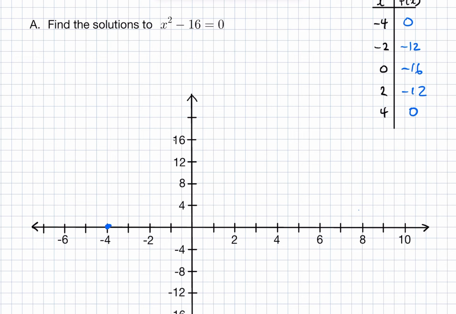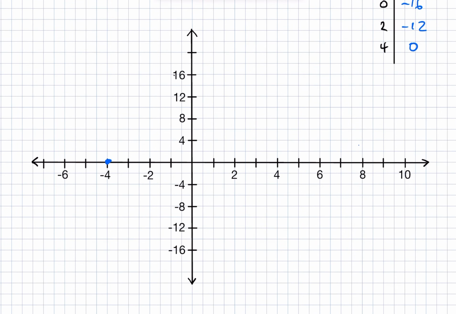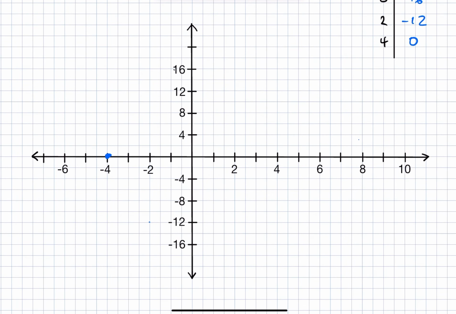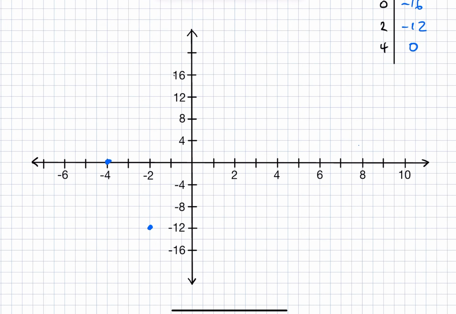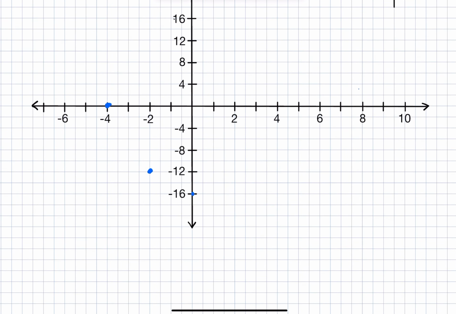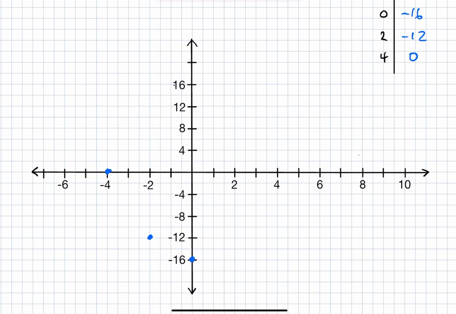The next point is -2, -12. I'm sorry, I missed the negative, so that puts me right down here. And then my next point is at 0, -16, which puts me right over here. And then 2, -12 puts me right over here. And then my last point, 4, 0, which puts me right here.